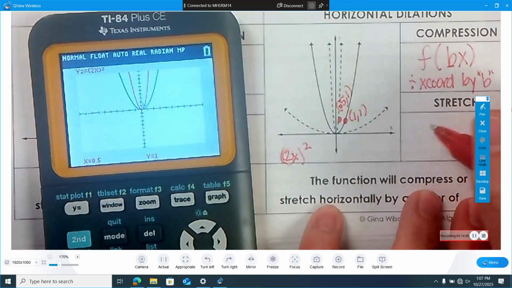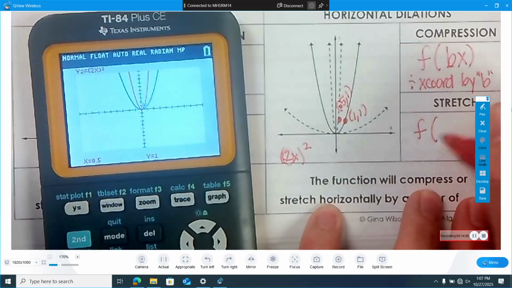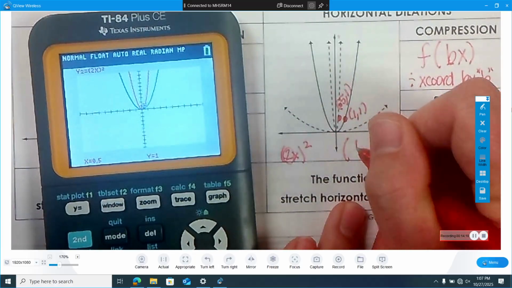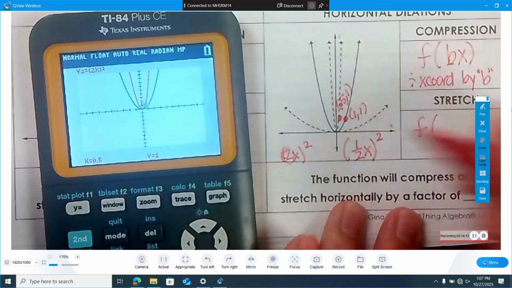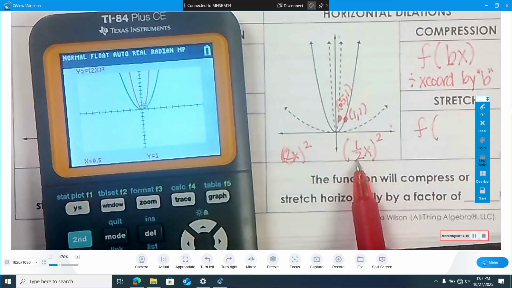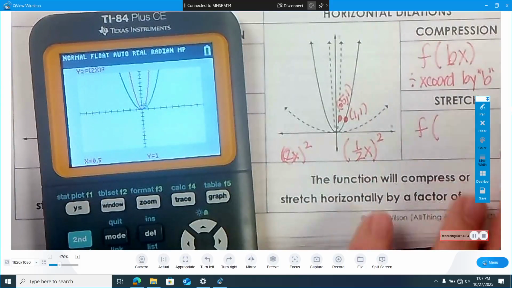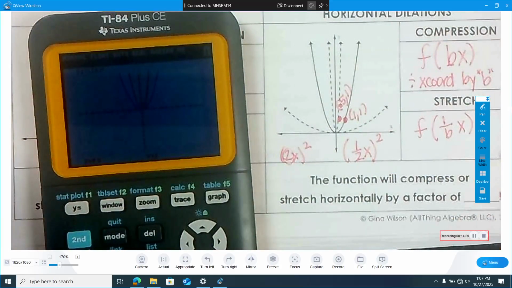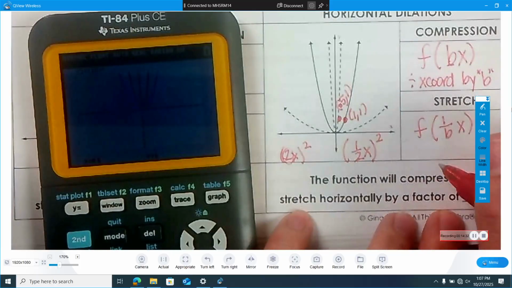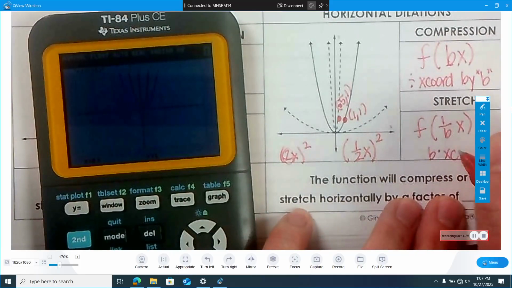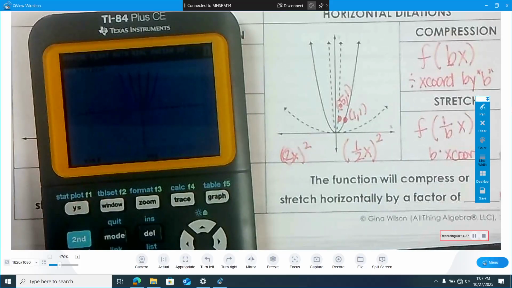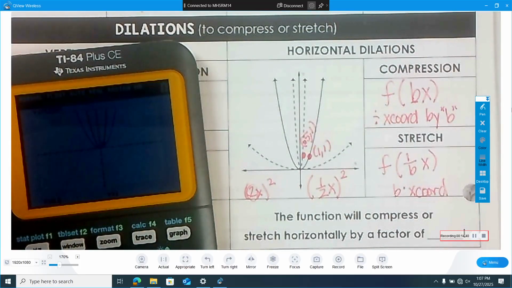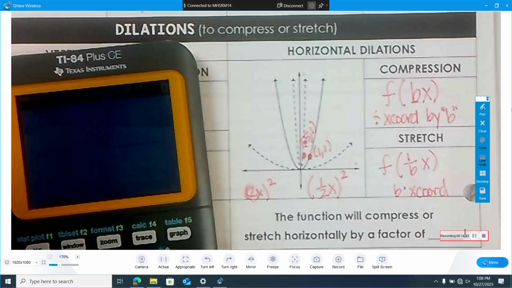What if you have f of, let's say, 1/2 x quantity squared? What do you think that's going to do? The number in front is a fraction, so it flips it. If you have 1 over a number, we have to flip it. It's dividing by 1 over b, which turns out to be b times the x-coordinate, which is really weird. I shouldn't have started with this, because I actually have a worksheet where it's easier.